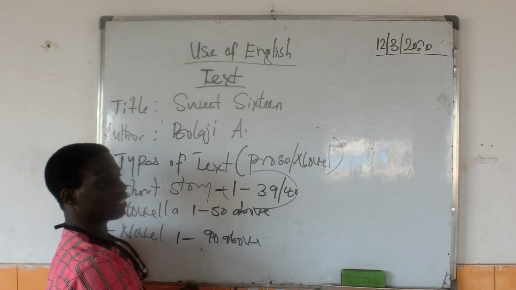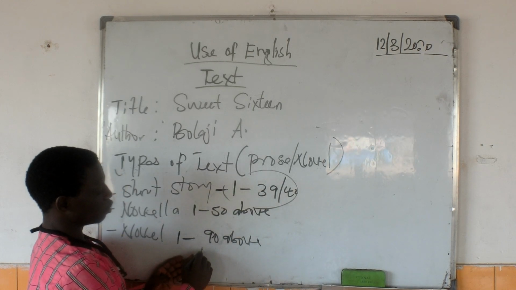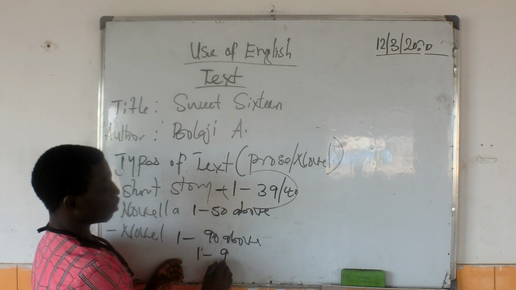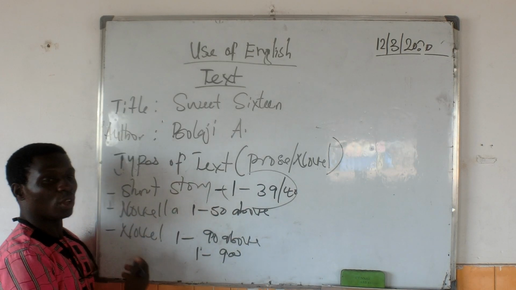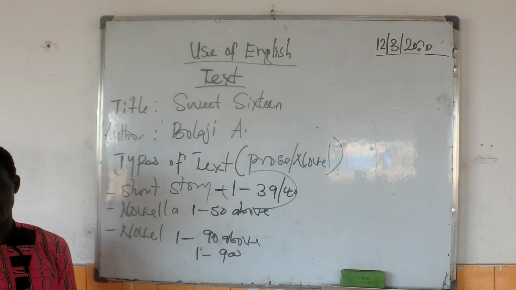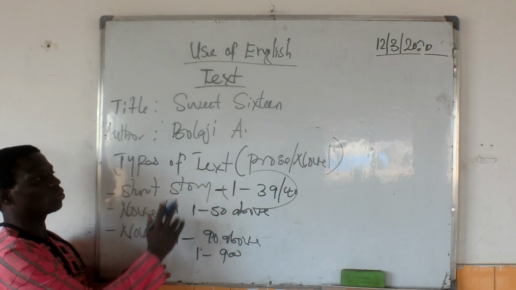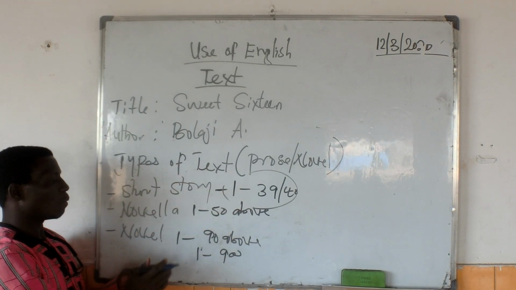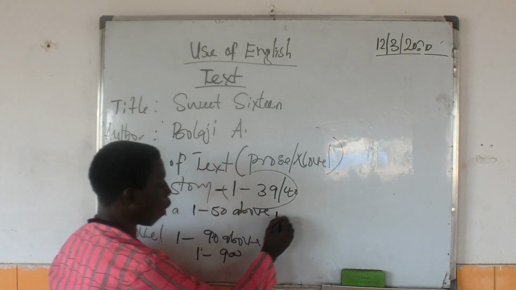Then I think Half of a Yellow Sun is between page 1 to 900 and something pages, 930 pages. So a novel could be 1,000 pages. Are you getting it? So that is what we are now saying, that there is a difference between these types. So by virtue of this, the text is under what we call novel.